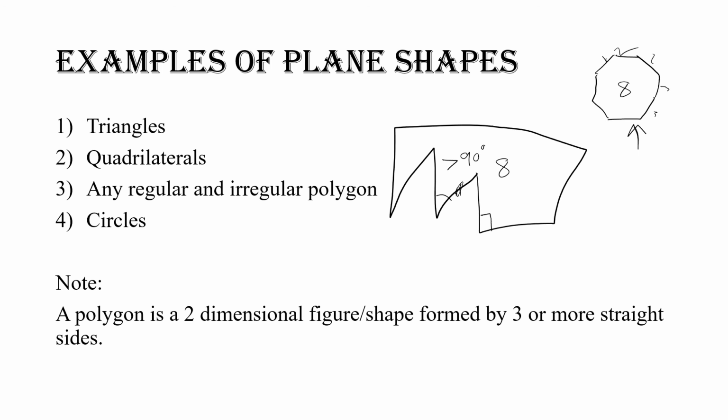That's an acute angle. This angle here looks kind of obtuse. And an obtuse angle is an angle that is greater than 90 degrees, but as you know, less than 180. So yeah, that's basically one of the things that you need to understand about these shapes.